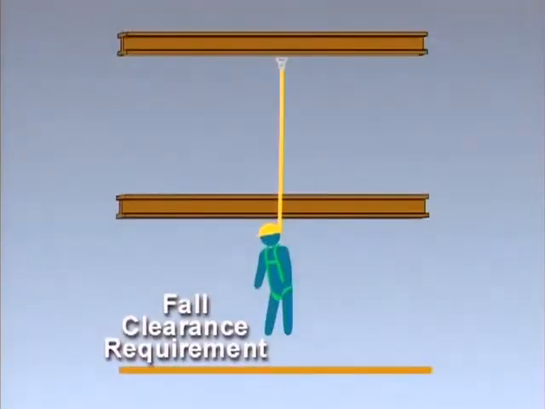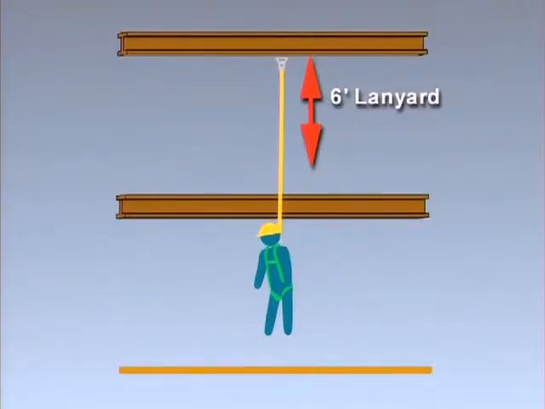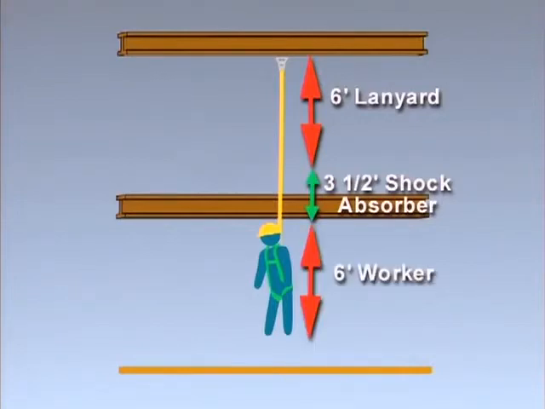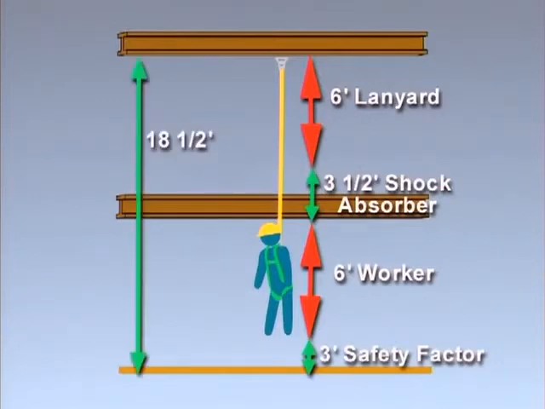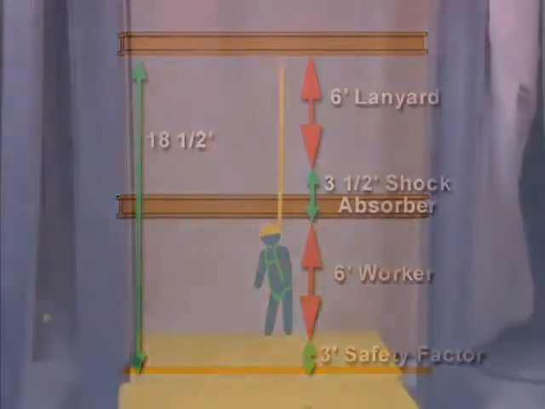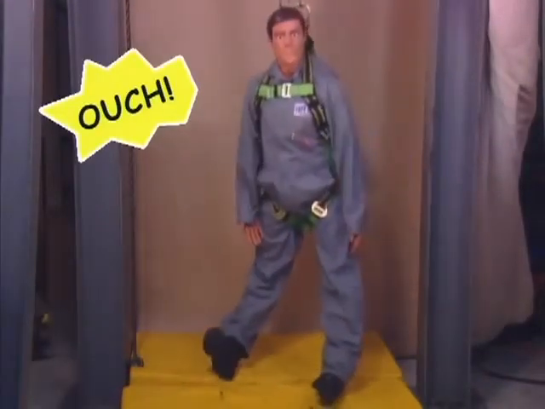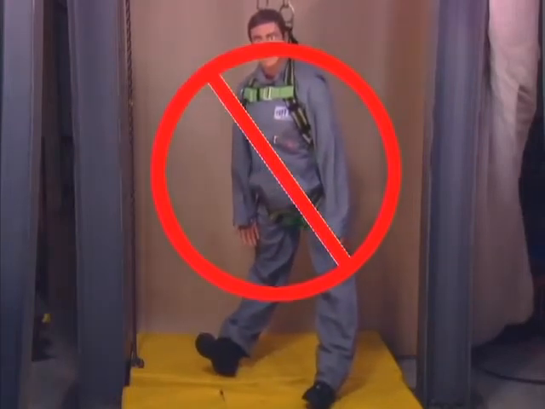In calculating the fall clearance requirement, consider the following elements: the original length of the connecting device, the maximum elongation of the shock absorber, or if using a retractable, the stopping distance of the braking system, the height of the worker, and a safety factor of at least 3 feet. Special consideration needs to be taken when using long vertical lifelines. Rope can stretch up to 15%, and this stretch needs to be factored into the fall clearance requirement. Because situations vary, the required clearance must be considered in every application.